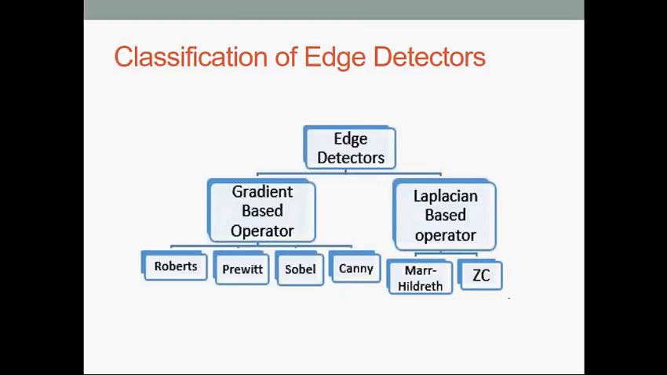This is the classification of edge detectors. Edge detector techniques are of two types: gradient based and Laplacian based. The gradient based techniques follow a first order derivative, and Laplacian based techniques follow a second order partial derivative. The gradient based technique contains Roberts, Prewitt, Sobel, and Canny. The Laplacian based technique contains Marr-Hildreth and all zero crossing.